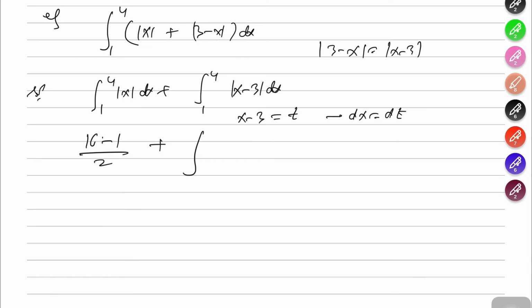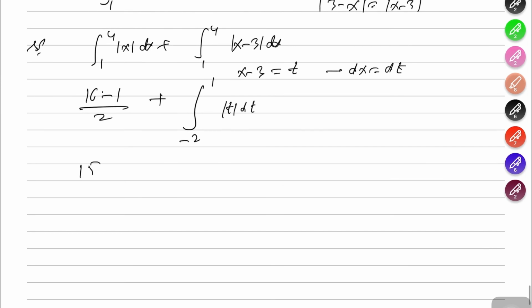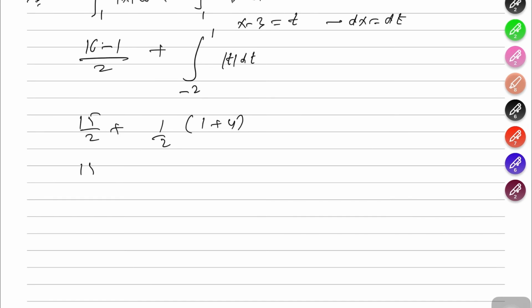So if I put x equal to 1, it becomes minus 2, and x equal to 4 becomes 1, so this is the integral of mod t dt. So this is 15 by 2, and this has opposite signs. Opposite sign means 1 upon 2 times (1 square plus minus 2 square). So that means 15 by 2 plus 5 by 2, that is 20 by 2, and that is 10. So 10 is the answer.